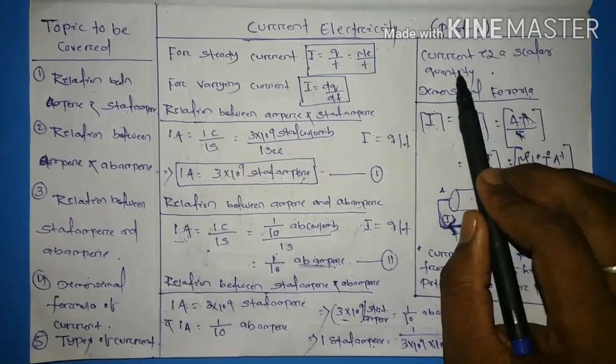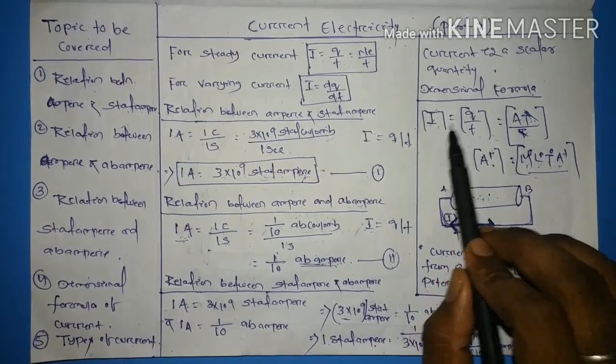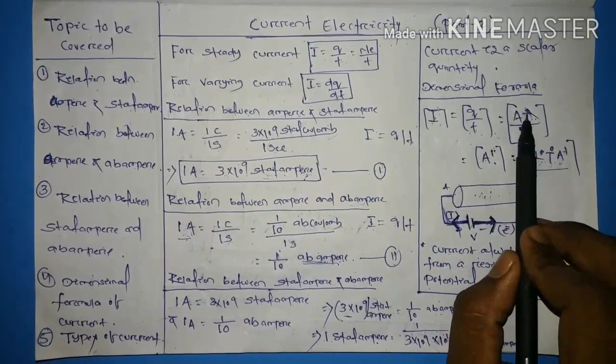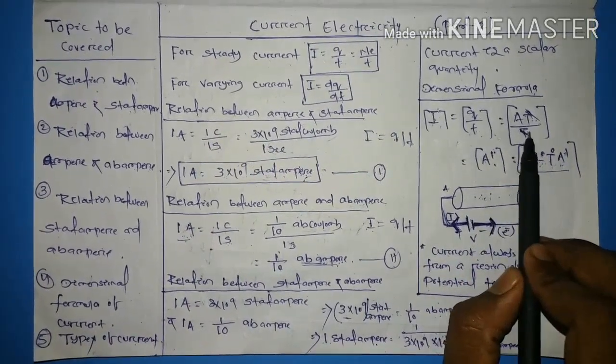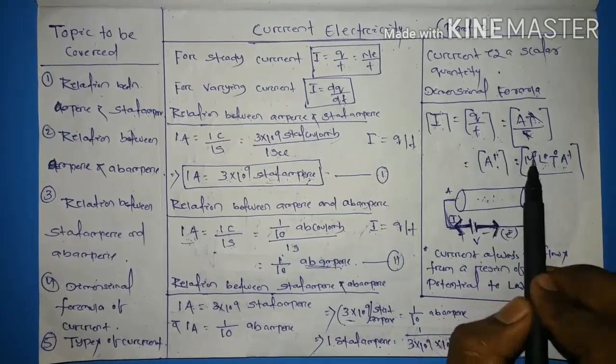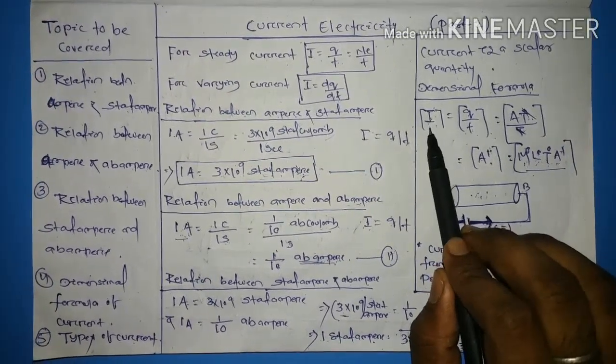Current is a scalar quantity. The dimensional formula of electric current: I dimension is equal to Q by T dimension. Q is equal to A into T, divided by T. T cancels, A to the power 1. So M0 L0 T0 A to the power 1 is the dimensional formula of electric current.